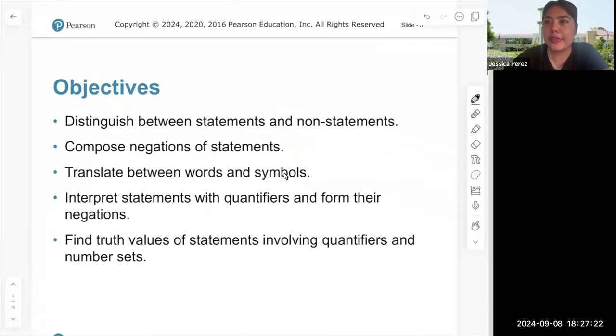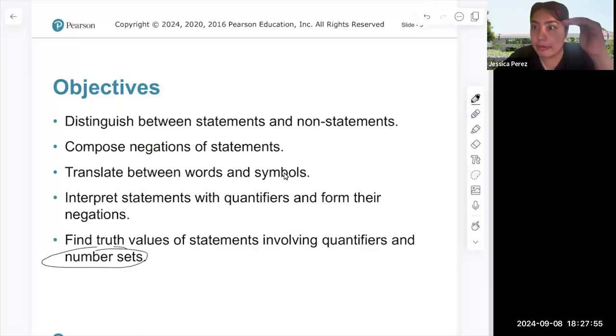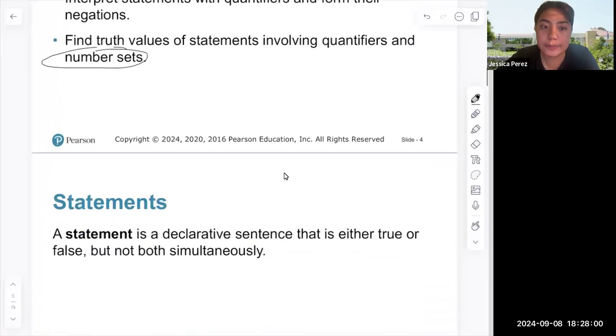What are the objectives of this lesson? The objectives of this lesson are to distinguish between what is a statement and what is a non-statement. Compose negation. What is a negation of a statement? What does that mean? We are going to be translating words and symbols together. We are going to be interpreting statements with quantifiers and the form of negation. And we are going to be looking at truth values of statements involving quantifiers and numbers of sets. So we're going to be learning what the sets of numbers are. Numbers have different sets, and we're going to be looking at that in this recording.